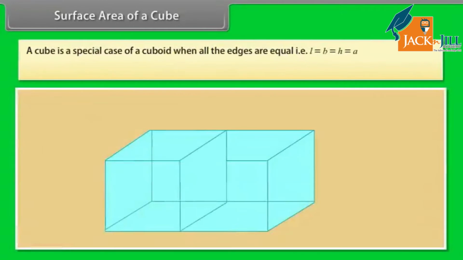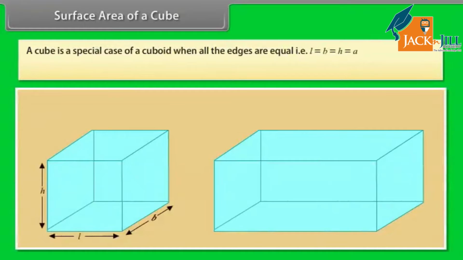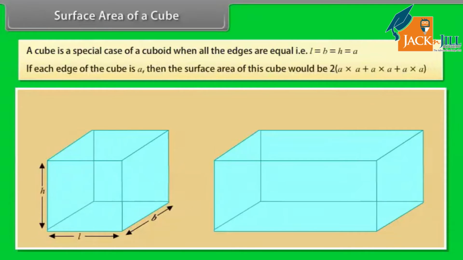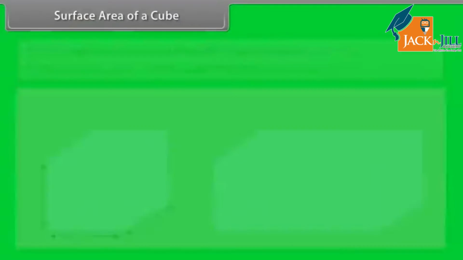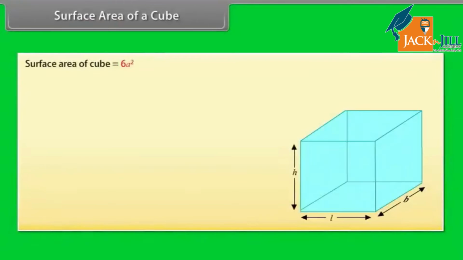Surface area of a cube. A cube is a special case of cuboid when all the edges are equal. That is, L is equal to B, which equals H, which is equal to A. If each edge of the cube is A, then the surface area of this cube would be 2 into (A into A plus A into A plus A into A). Or we can write it as 6A square.